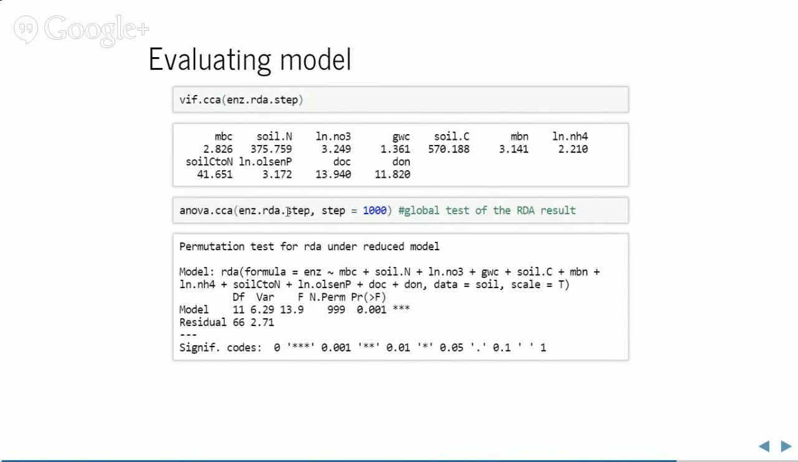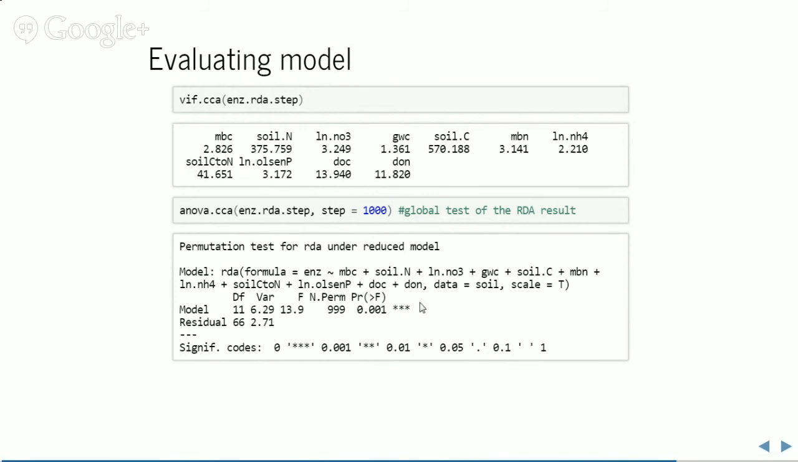You can look at permutation. If you want a significance value for the whole RDA, how well these soil properties are explaining the soil enzyme activities, you can do a permutational ANOVA. As you might expect, it's doing pretty well.